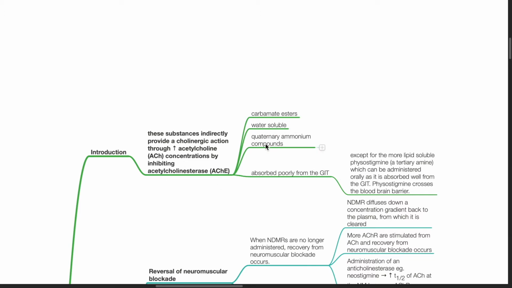They are quaternary ammonium compounds and are absorbed poorly from the GI tract, except for the more lipid-soluble Physostigmine, which is a tertiary amine, which can be administered orally as it is absorbed well from the GI tract. Physostigmine crosses the blood-brain barrier.